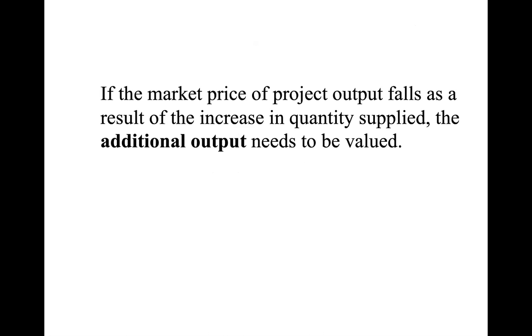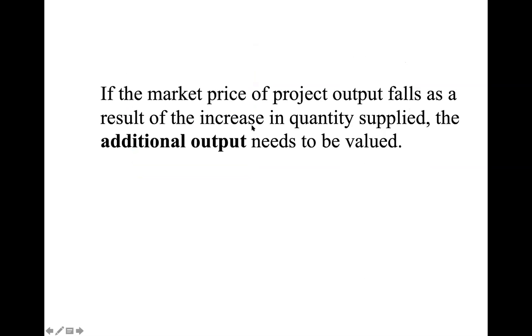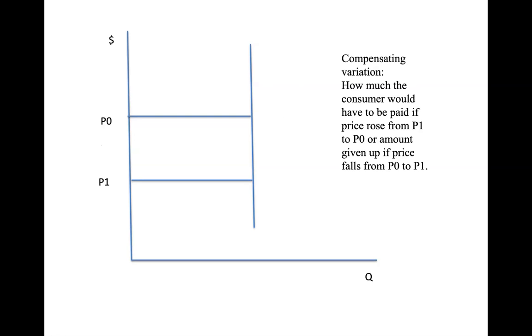So if the market price of a project output falls, so you're doing a project, you're producing more of a certain thing, and because you're producing more of it, the price comes down because we're actually increasing the amount we supply, or the supply actually increased, then the additional output needs to be valued. So let's just kind of look at how we do this. So we do it kind of following up on this idea of the potential for Pareto optimality. So for example, again, what are we talking about? The price falls, right?